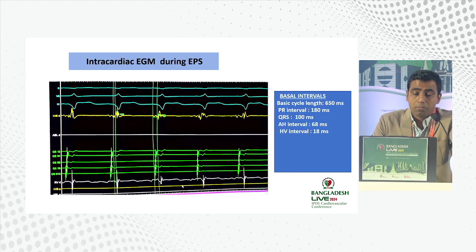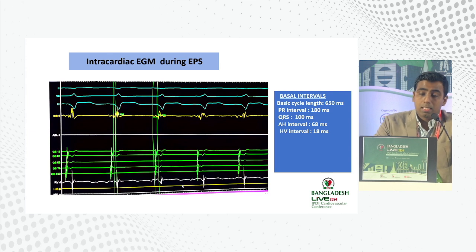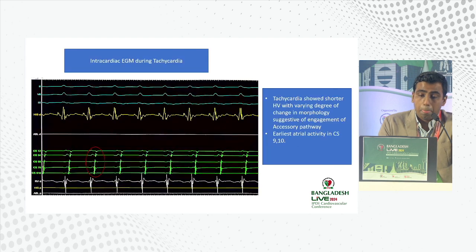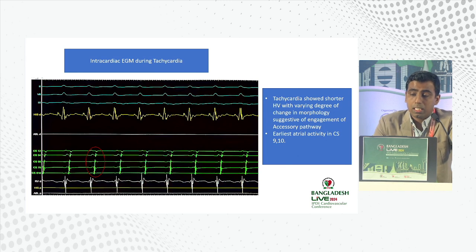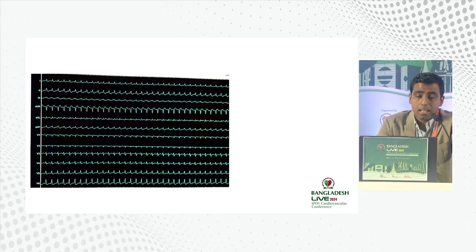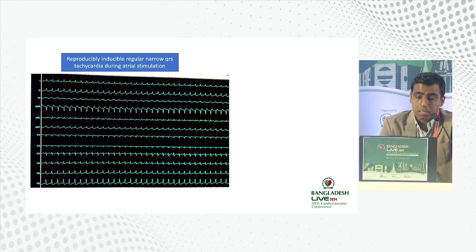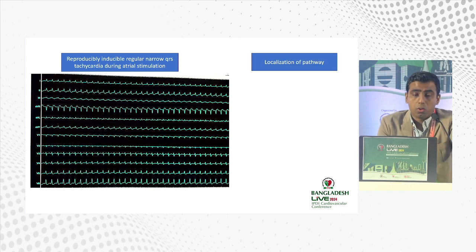So we will send the patient for the electrophysiology study, and this is the baseline intracardiac electrogram during the study. During tachycardia, the intracardiac electrogram showed a short HV interval with varying degrees of change in morphology, suggestive of engagement of an accessory pathway, with earliest atrial activity in CS 9-10. And this is the reproducibly inducible regular narrow QRS tachycardia during atrial stimulation. Now the question to the panel of experts and to the audience is the localization of the pathway.